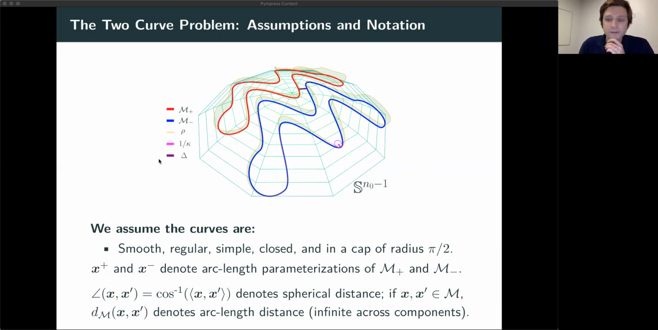Under these assumptions, I'm going to denote arc length parameterizations for the curves by x superscript plus and minus. Throughout, we're going to be talking a lot about two different measures of distance between points on these curves on the sphere. The extrinsic distance, I'll call it the angle, is the spherical geodesic distance between points. And I'll also label the intrinsic distance, measured in this arc length parameterization, as d subscript M, and just declare it to be infinite if the points are on different components.